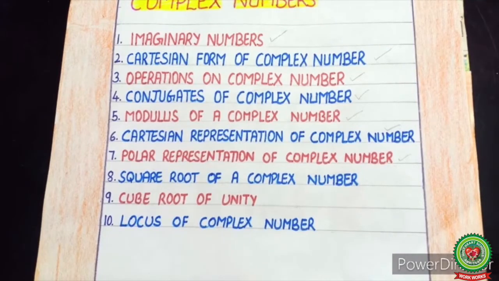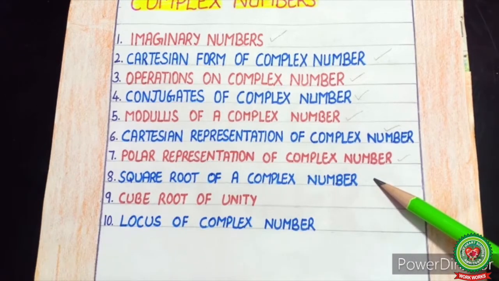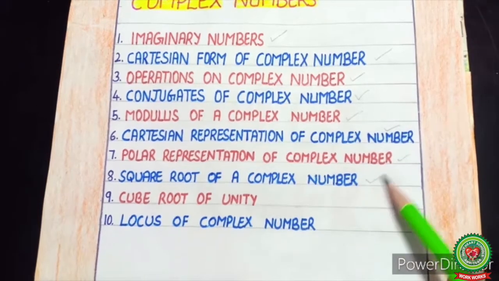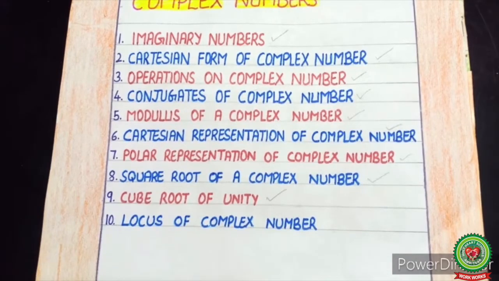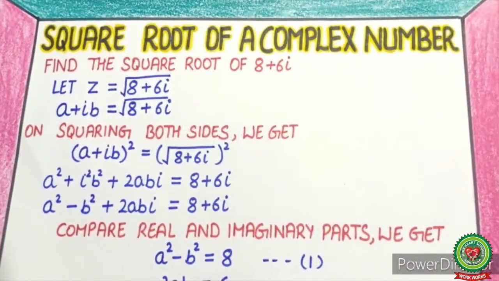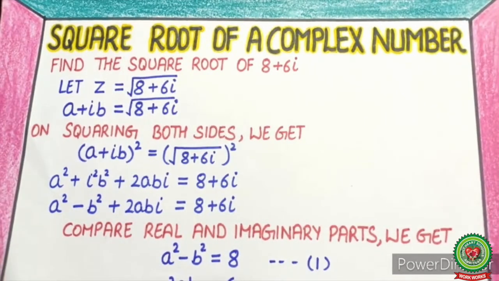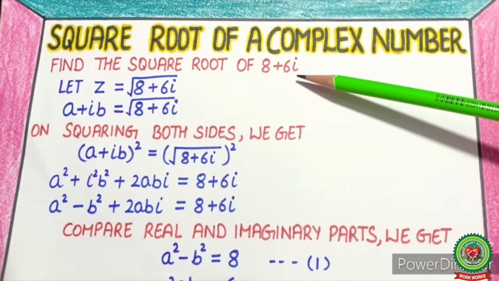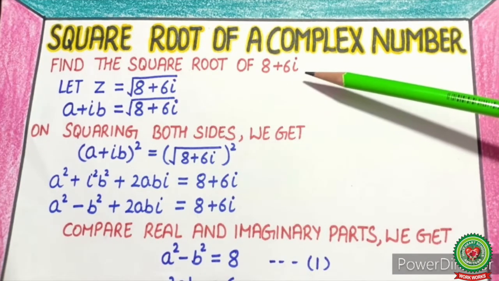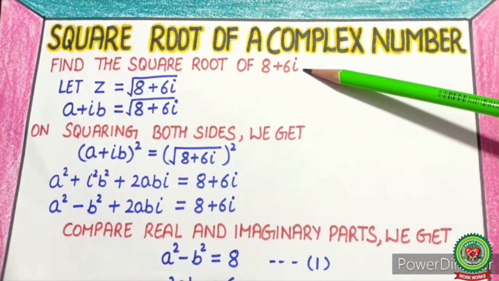Now today we are going to discuss our new objectives, square root of a complex number and cube root of unity. So first of all, square root of a complex number. Our question is, find the square root of 8 plus 6 iota. So this is the complex number.